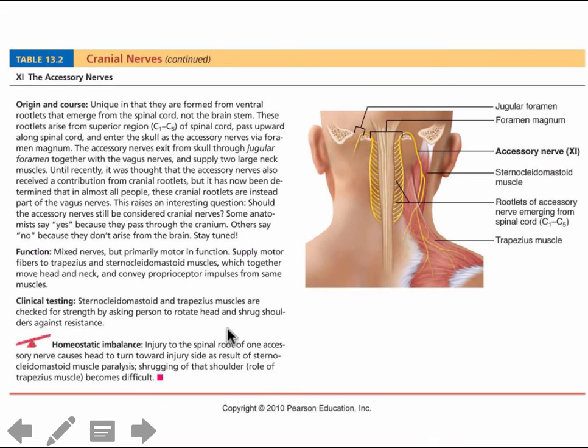The next cranial nerve is the accessory nerve, and it is one of those examples of a mixed nerve. As far as its muscle role, it's going to control two important muscles, the sternocleidomastoid and also the trapezius muscle. It also has a sensory portion, which begins with proprioceptors in some of the same muscles. The homeostatic imbalance would be problems with these two muscles that are shown here.